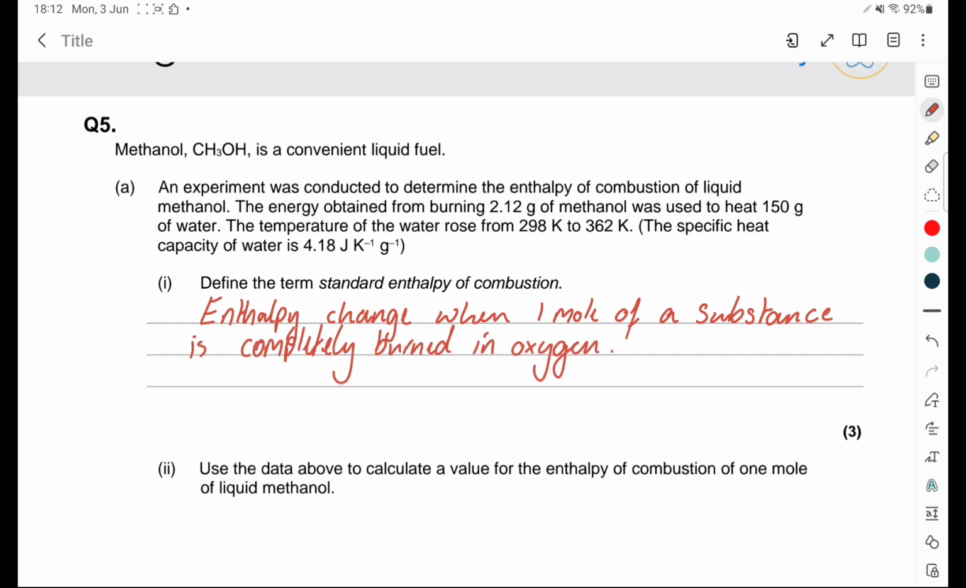The final part of any of these sorts of definitions is talking about the states involved. There's 2 different scenarios. The first is that your states are standard conditions, standard states and standard conditions, or the second option is as gases. In this particular case, we're talking about the standard states and standard conditions. So you want to either state those standard conditions or you want to just say under standard conditions. So enthalpy change when 1 mole of a substance is completely burned in oxygen under standard conditions.